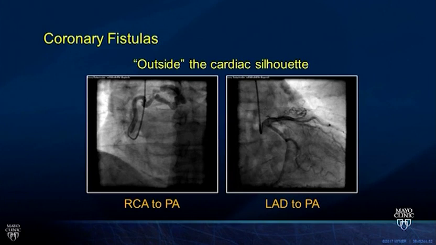Here's an example of the LAD to the pulmonary artery. You can see in this RAO view that the pulmonary artery is typically right here. It's an anterior structure. And so you see this unusual vessel going superior off of the proximal LAD, and that's going to the pulmonary artery.